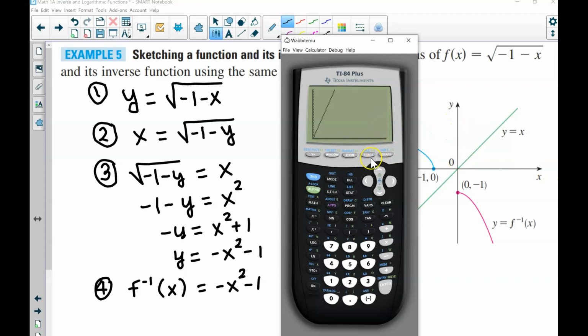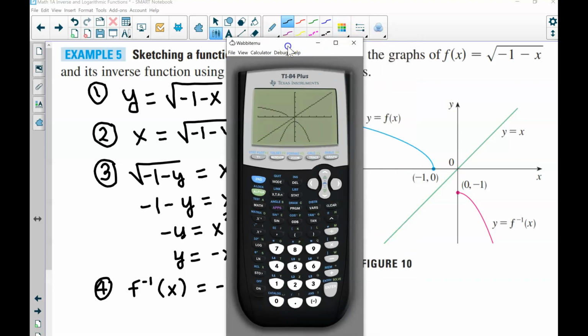Okay, so when we graph that, our window doesn't show, so we need to at least bring our windows a little bit closer. So we'll go ahead and do that. So we'll have negative 5 and then 5 for our x values, negative 5 and 5 for y. And so now you can see that this looks like the graph that we have here.